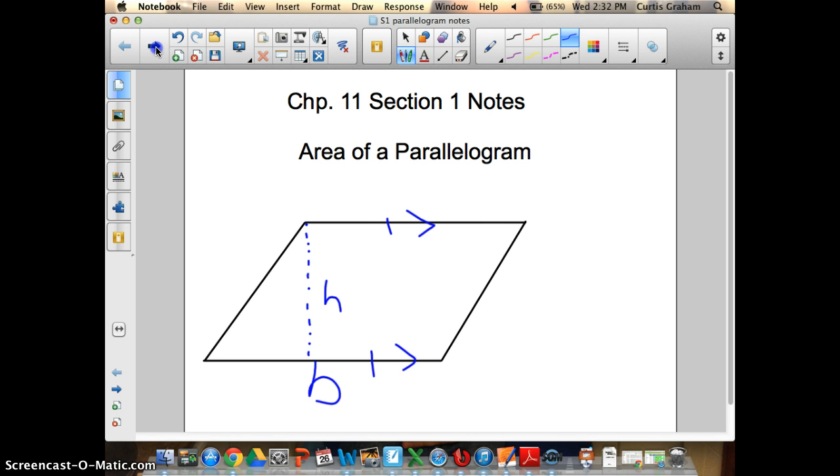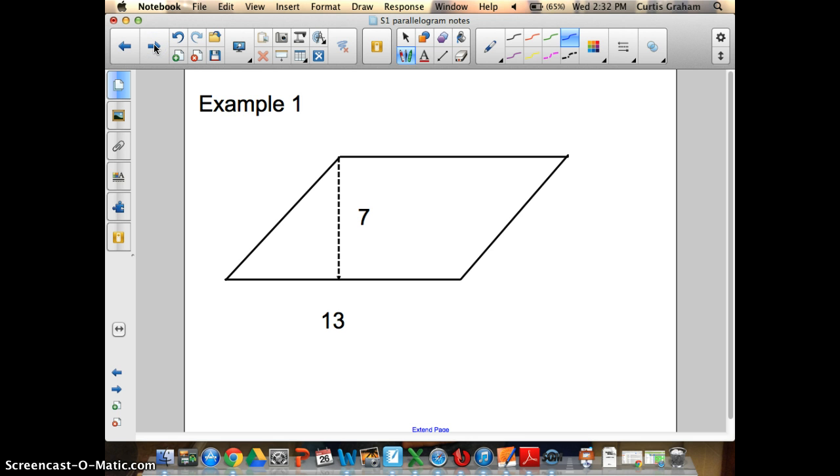So, again, formula for the area of a parallelogram is base times height. All right, let's move on and do an example. So, right here, I've given you that the base is 13 and the height is 7. So real easy, 13 times 7.